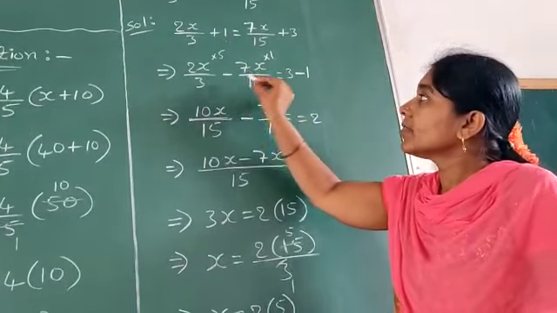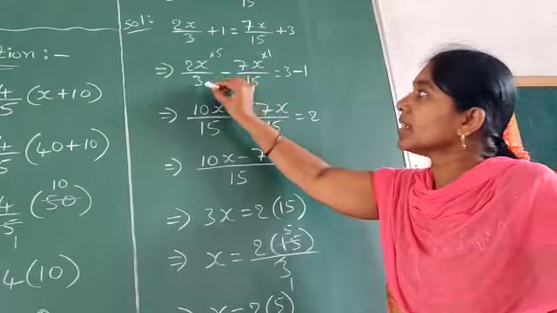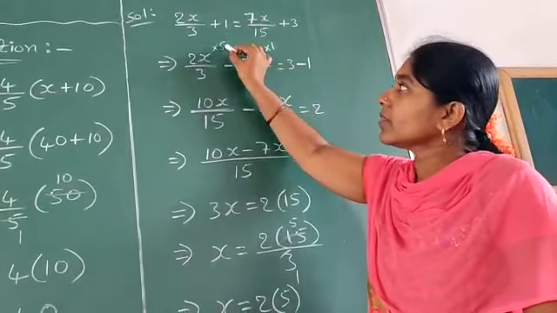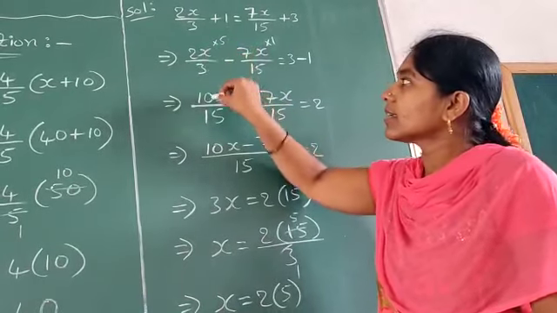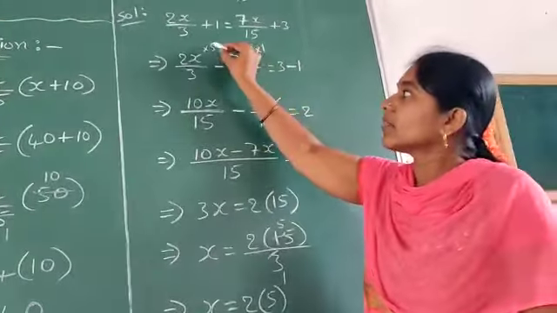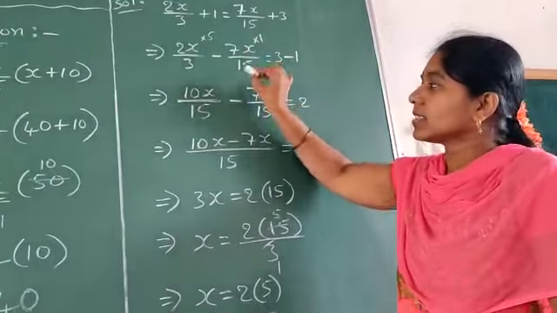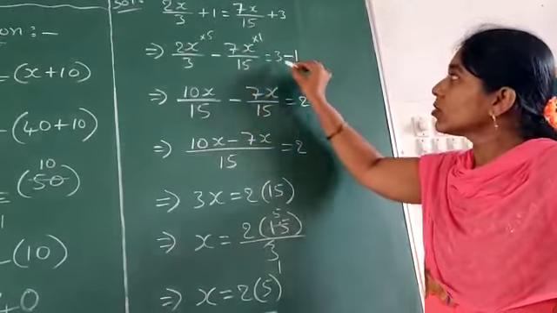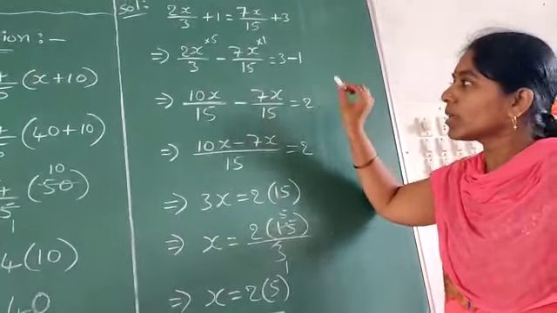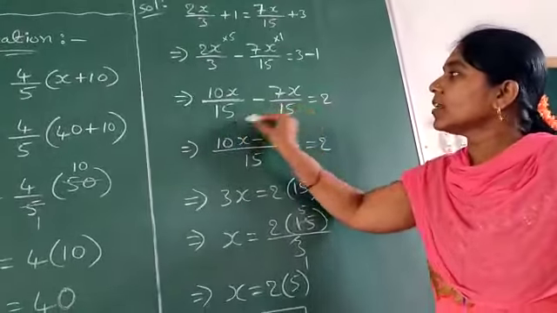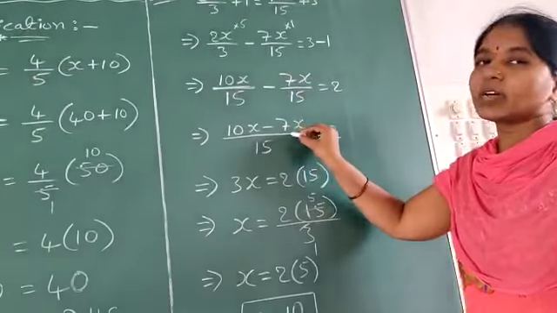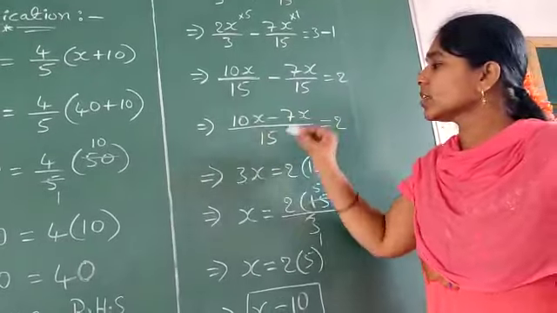The LCM of 3 and 15 is 15. Then 3 5s are 15, 15 1s are 15. Now multiply with 5: 5 into 2x is 10x, 1 into 7x is 7x. Denominator: 5 3s are 15 and 1 15s are 15. Is equal to 3 minus 1, which is equal to 2. Now the denominators are equal, so the numerators we can subtract: 10x minus 7x. Write down: 10 minus 7 gives 3.